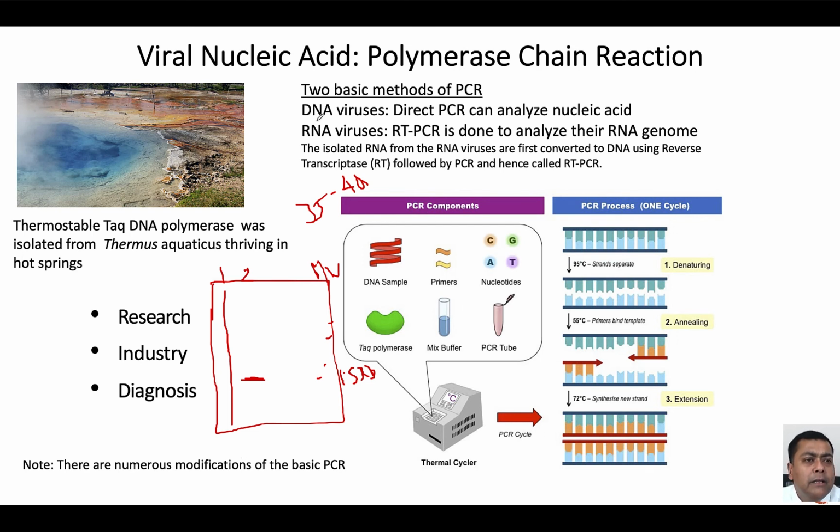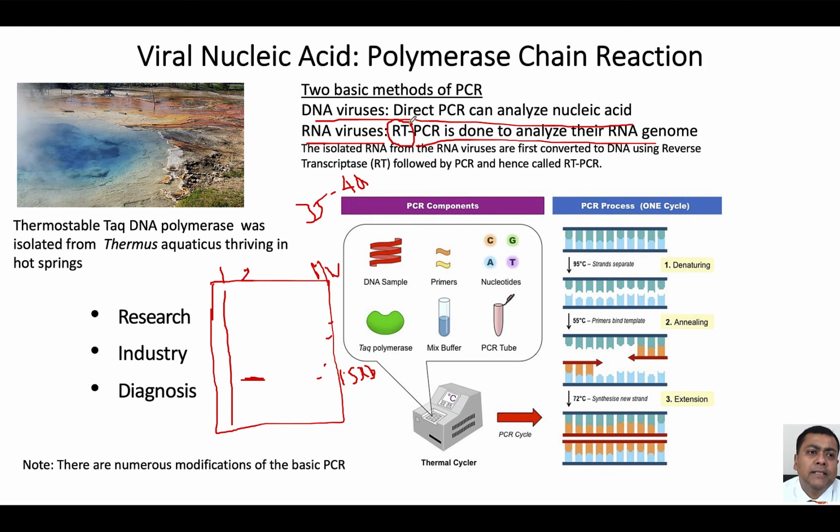The first thing: for DNA viruses, PCR can analyze the nucleic acid directly. For RNA viruses like SARS-CoV-2, you cannot amplify the RNA with a DNA polymerase. So you first have a reverse transcriptase to convert that RNA into DNA. That is your RT. After it is converted to DNA, you do a PCR. That's why it's RT-PCR. The reverse transcriptase reaction is first, but it's in the same reaction mixture; you have the reverse transcriptase, Taq polymerase, everything in one. The RNA is converted to double-stranded DNA, and then you do the PCR on that.